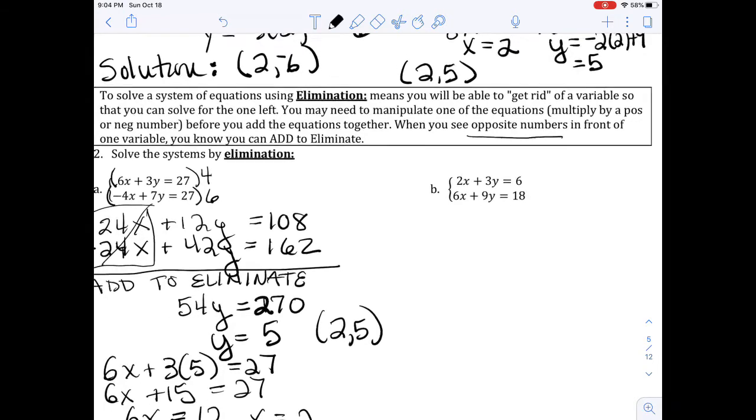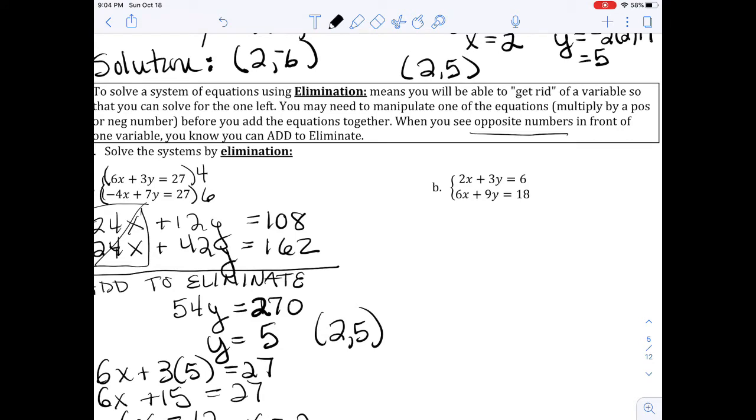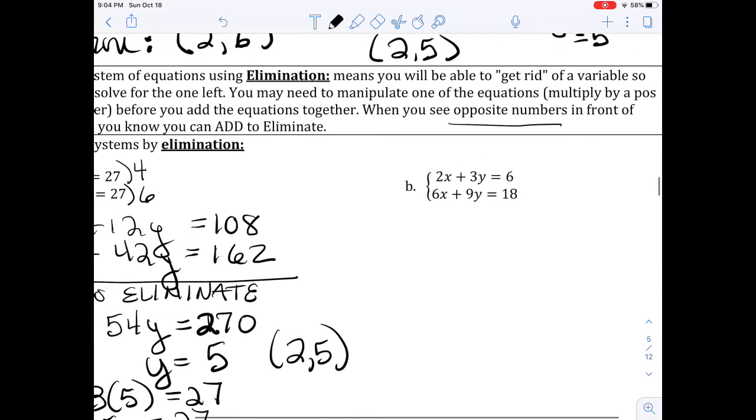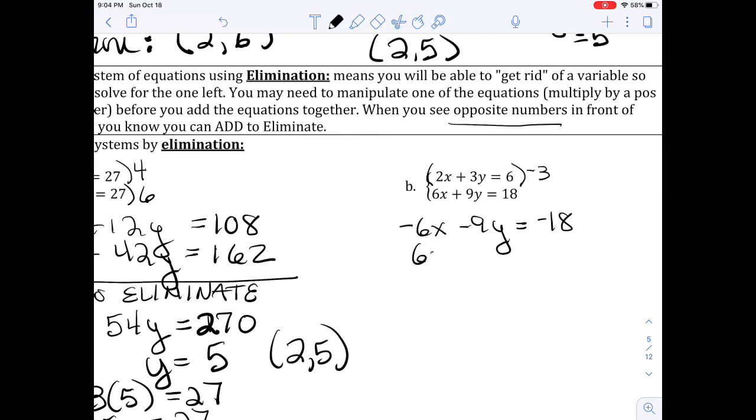All right, so let's take a look at the second set of equations. And again, we do not have any opposites in front of any of them. And so we will have to choose which variable we want to eliminate. And so I'm going to just keep eliminating the x's, but you can pick either one. And so I'm going to manipulate that top equation by multiplying through by a -3. And that's going to be negative 6x minus 9y equals negative 18. And then this is going to be 6x plus 9y equals positive 18.